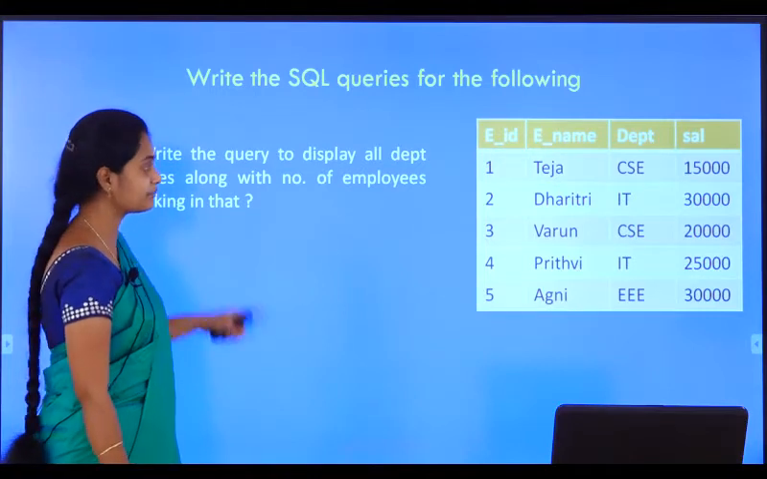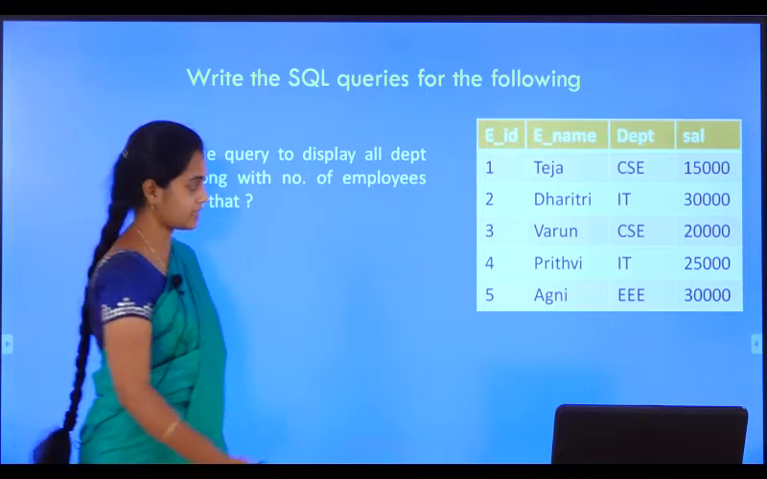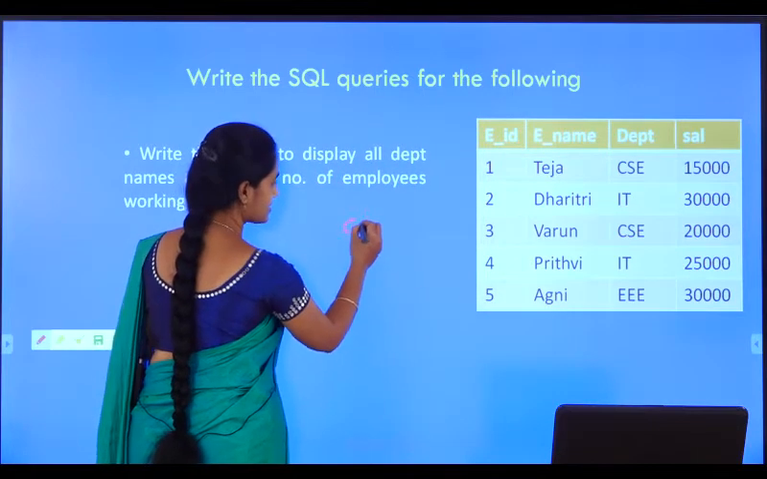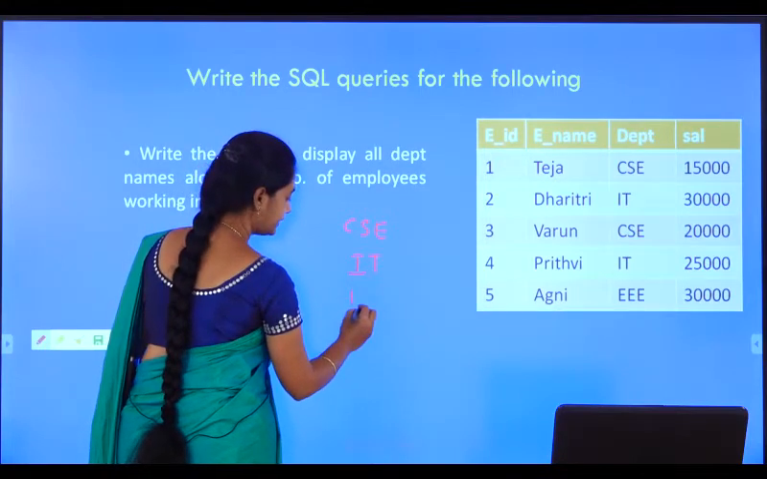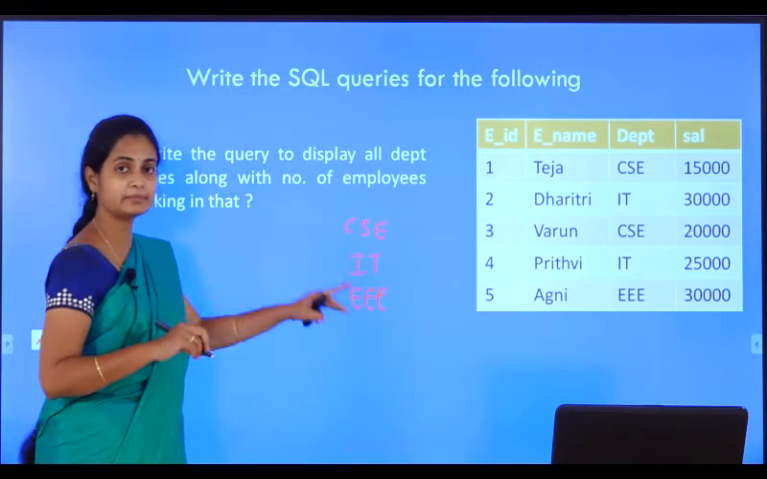Okay. So, what is the meaning of this question? I need to display all the department names. How many department names do I have here? Got CSC, IT and EEE. So, these are the different departments I have in my database.